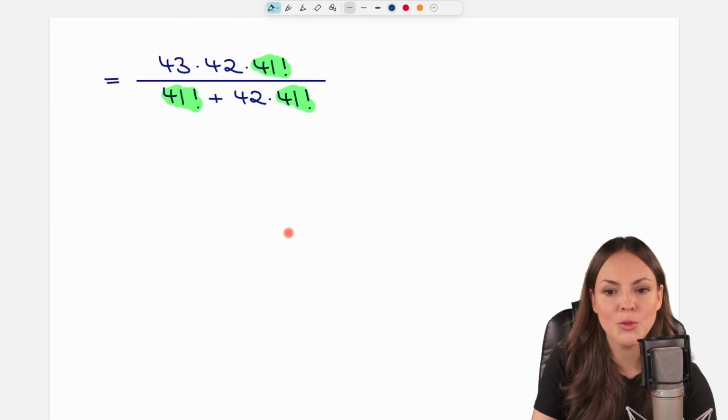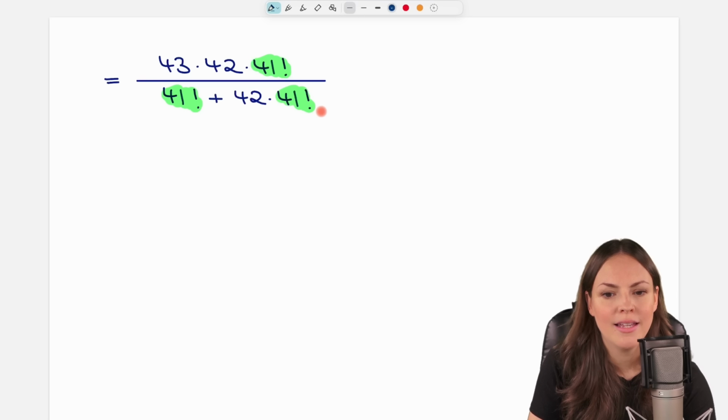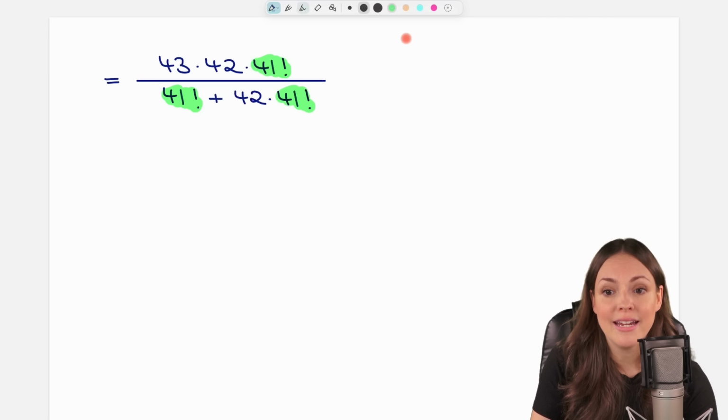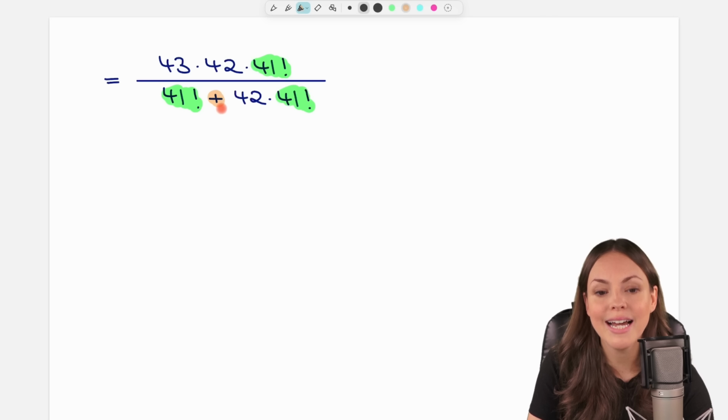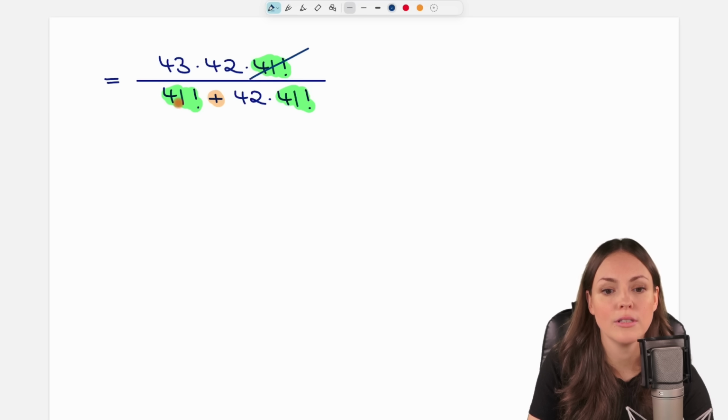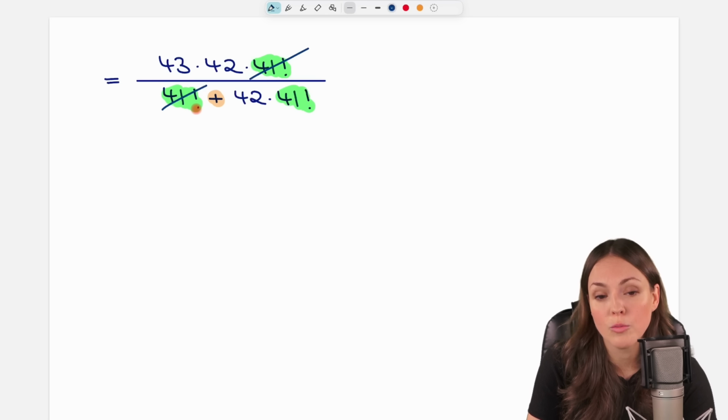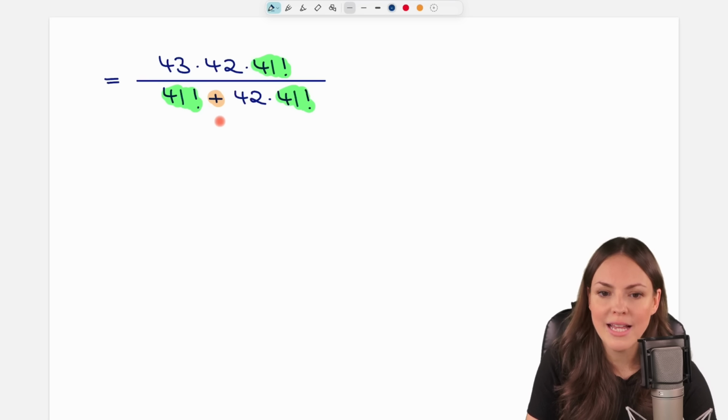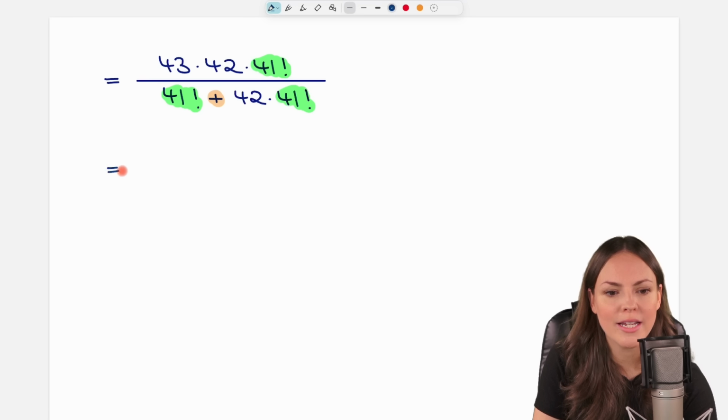What can we do with this now? Well, we have to be careful. Because we have this plus in here, we are not allowed to just cancel this 41 factorial with this 41 factorial, because we would only be allowed to do that if we had a multiplication here. But that's not the case. So what can we do instead?